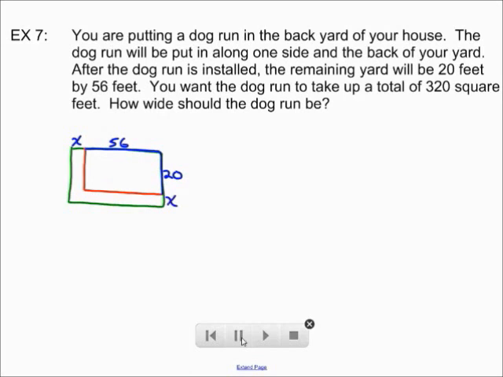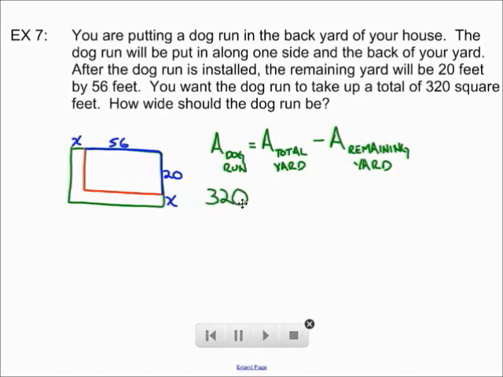So how about we make an equation, something like that the area of the dog run is equal to the area of the total yard minus the area of the remaining yard. That's what we actually have the dimensions of. So the whole thing minus this blue area here would equal this dog run area. Now the dog run we want to be 320 square feet. The area of the total yard we can do as base times height, x plus 56 for the base and x plus 20 for the height. And the remaining yard is just base times height, 56 times 20.